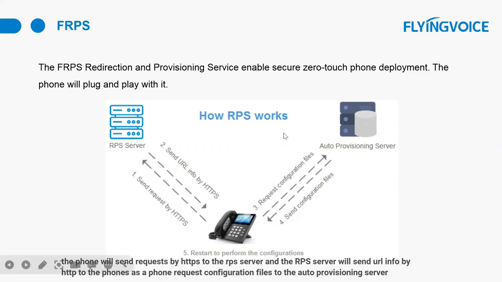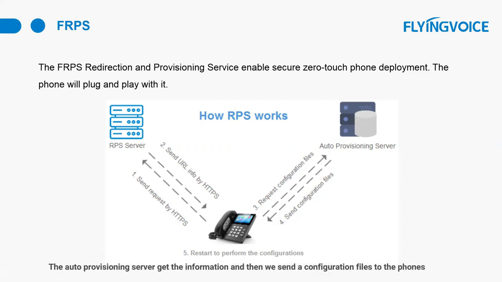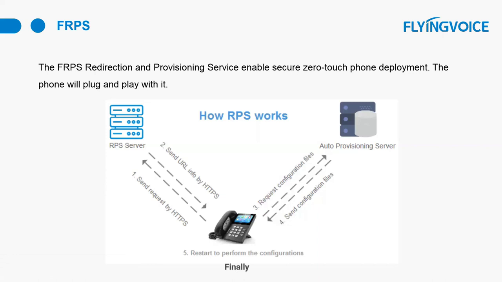And the phone requests configuration files from the auto provisioning server. The auto provisioning server gets the information and then sends the configuration files to the phones. Finally, the phone will restart to perform the configurations.